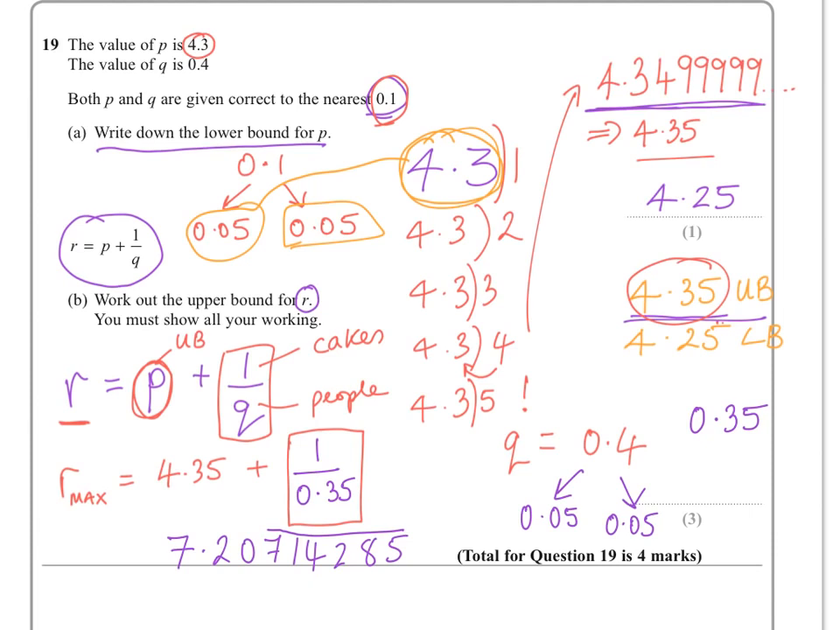Now, what would we give our answer to? That's the first thing to think about. Well, in the question, we were using numbers to 3 significant figures here. So I'm going to leave my final answer to 3 significant figures, so I'm going to write 7.21 here. Okay, so 7.21, and I'm going to write 3SF in the bracket there.